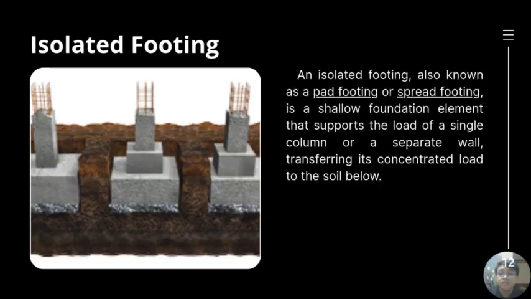Isolated footing. An isolated footing, also known as a pad footing or spread footing, is a shallow foundation element that supports the load of a single column or separate wall, transferring its concentrated load to the soil below. So, isolated footing supports a single column, and its shape is square, rectangular, or circular, and it is used for light to moderate loads on firm soil. For example, residences or houses.